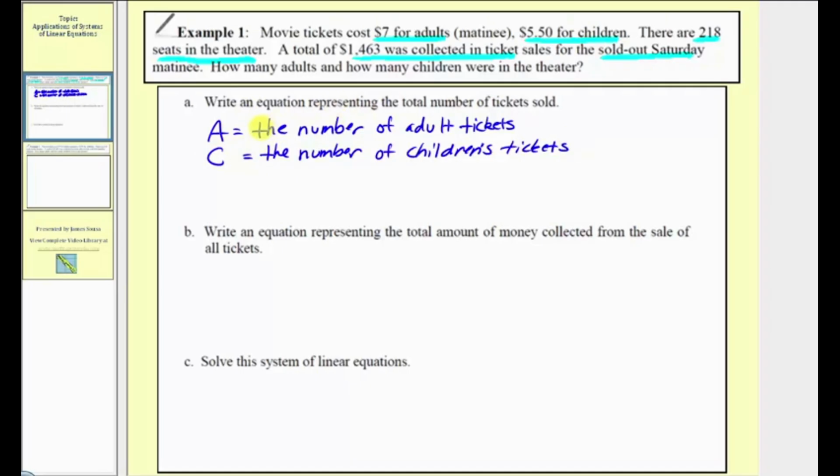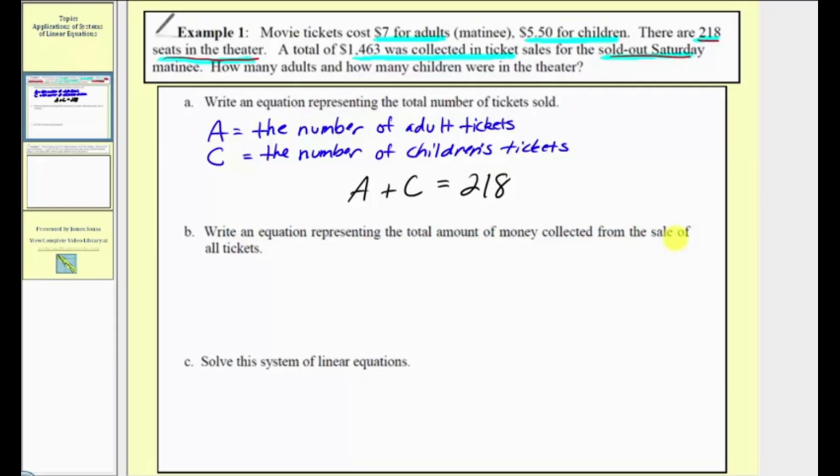To write the equation representing the total number of tickets sold, the important information here is that there are 218 seats in the theater, and it was sold out on this day, and therefore there had to be 218 tickets sold. So for our first equation, we'd have A, the number of adult tickets, plus C, the number of children's tickets, must equal 218.